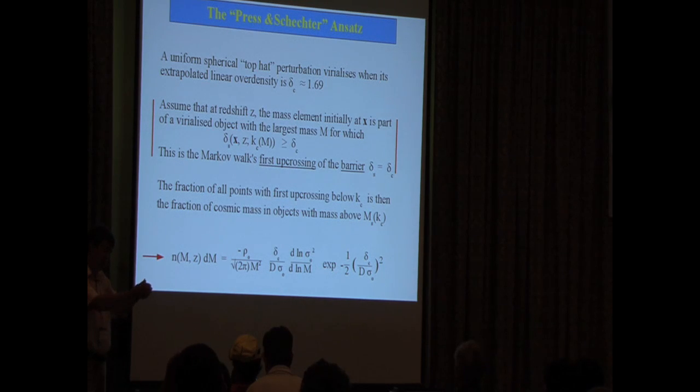So as I gradually increase the smoothing mass, or decrease Kc, I can ask what's the largest mass, or the smallest value of Kc, where I'm still above 1.7. And say that's the object that this particular mass element belongs to. So the assumption is that at some particular redshift, the mass element which was initially at some position is part of a collapsed object, and that object is the one which has the largest mass for which the linear overdensity with this particular smoothing is greater than this critical value.